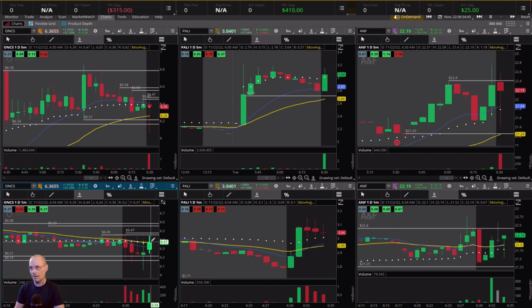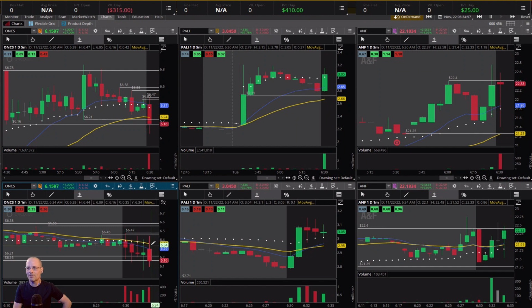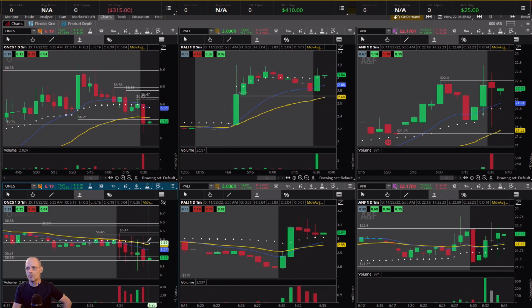And maybe it's going to break out here. ANF looking like it wants to maybe break out. Oh, look at ONCS. I'm really glad that I stopped. I mean, can you imagine if I had tried to jump in this again? I'd be red on the day right now. Because I wanted to jump in it for the break through the high.